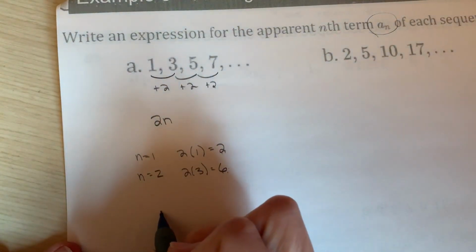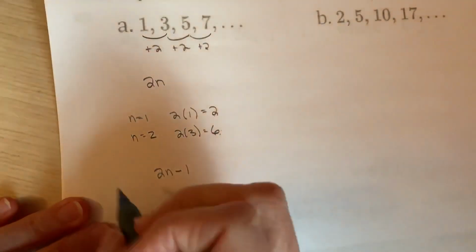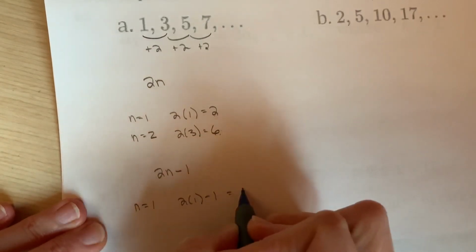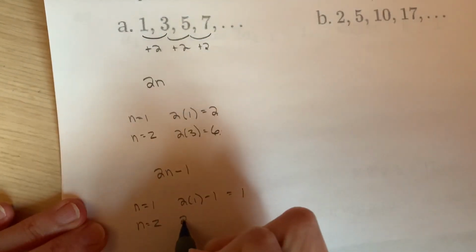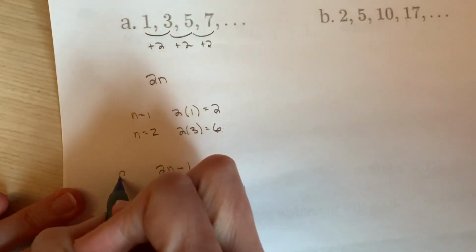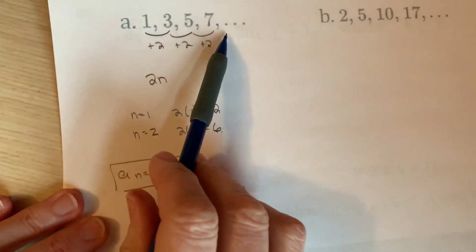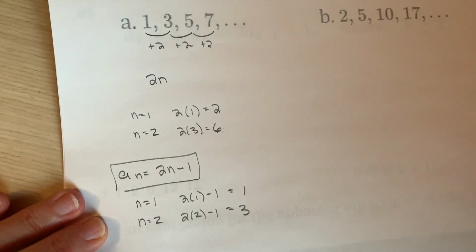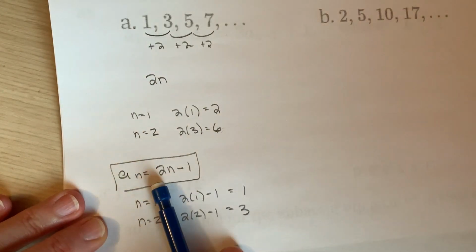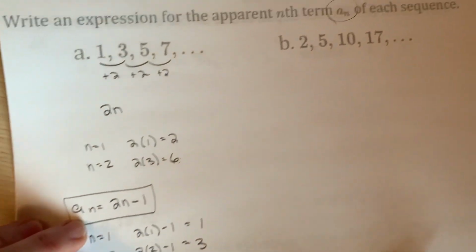If I do 2n minus 1, let's try it. If n equals 1, I would have 2 times 1 minus 1, which would get me 1. If n equals 2, I would have 2 times 2 minus 1, which would get me 3. So a sub n equals 2n minus 1 is an expression that will get me those terms. So evens, going up by 2, is 2n. Going up by 2's, but starting with an odd, would be 2n minus 1.